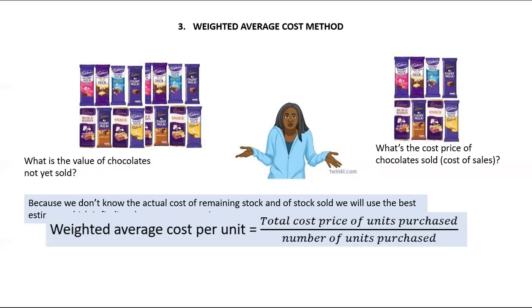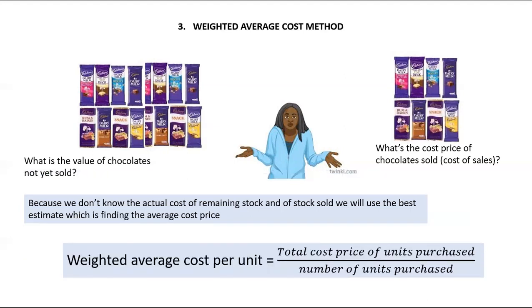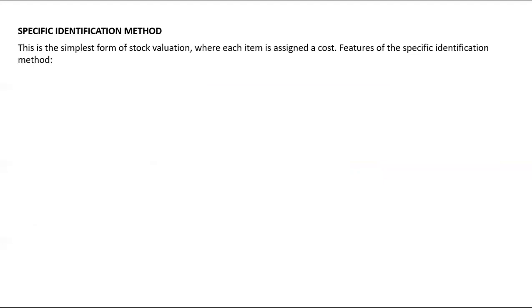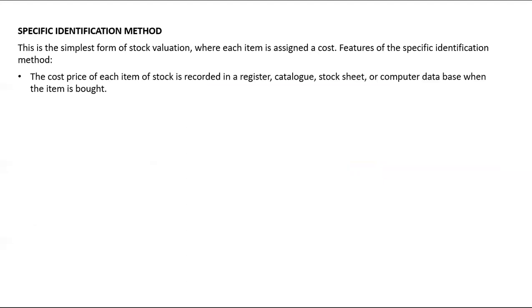Now, weighted average method formula simply means that when you calculate weighted average cost per unit, it will be total cost, total prices of units purchased, divided by number of units purchased, all right? Now we've got the specific identification method, which I did explain. This is the simplest form of stock valuation where each item is assigned a cost.